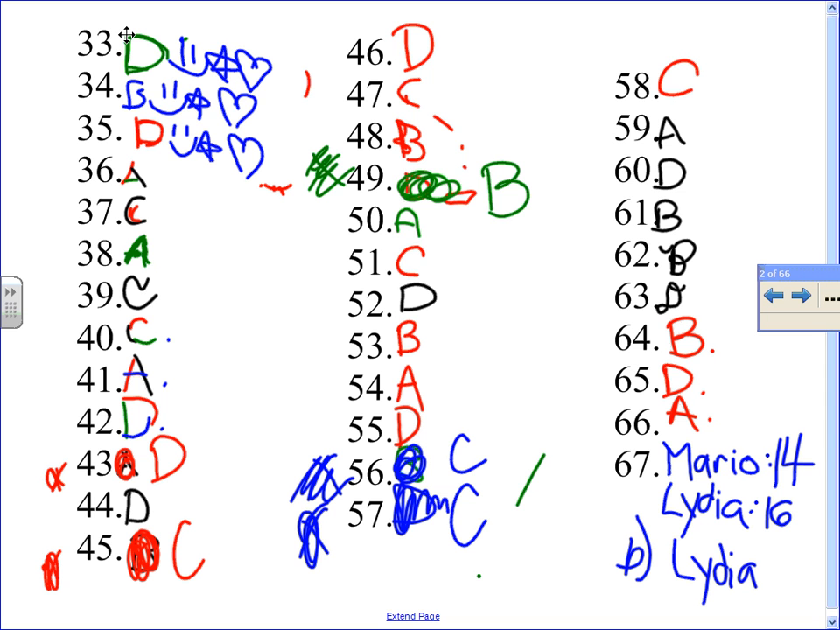Okay, 58 is C, 59 is A, 60 is D, 61 is B, 62 is B. So questions up to 62. Okay, 63 is D, 64 is B, 65 is D, 66 is A. Any questions up to 66?